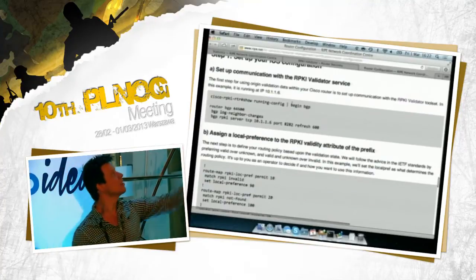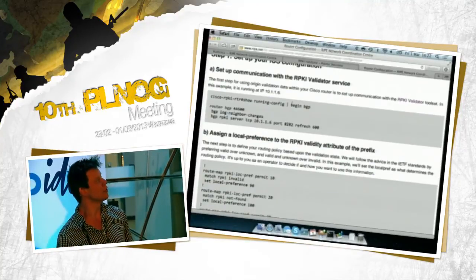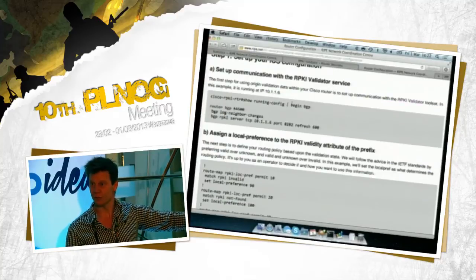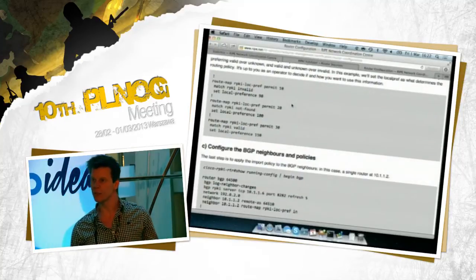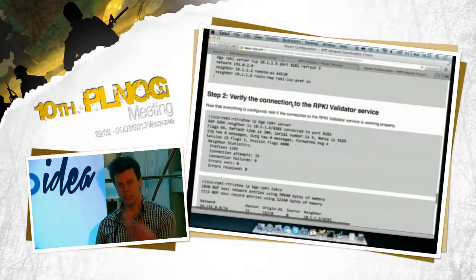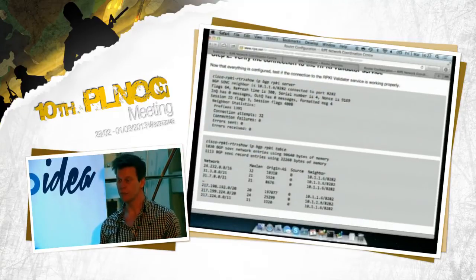Then you check the connection with show IP BGP RPKI server. And again, here is that list. Here's that comma-separated values file that is imported automatically. So it is so simple to do. You run the validator, change your Cisco configuration, it imports the data, and you apply some route maps.